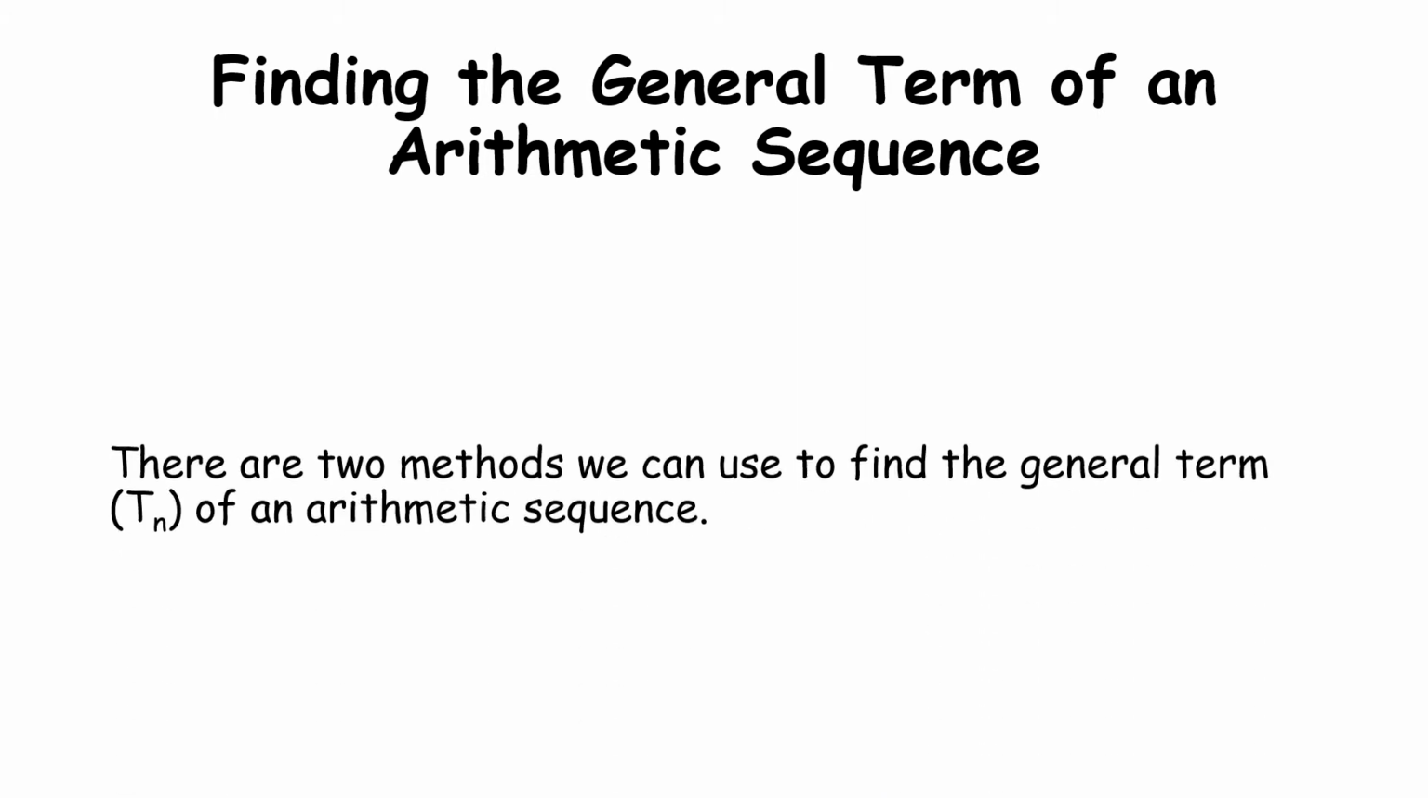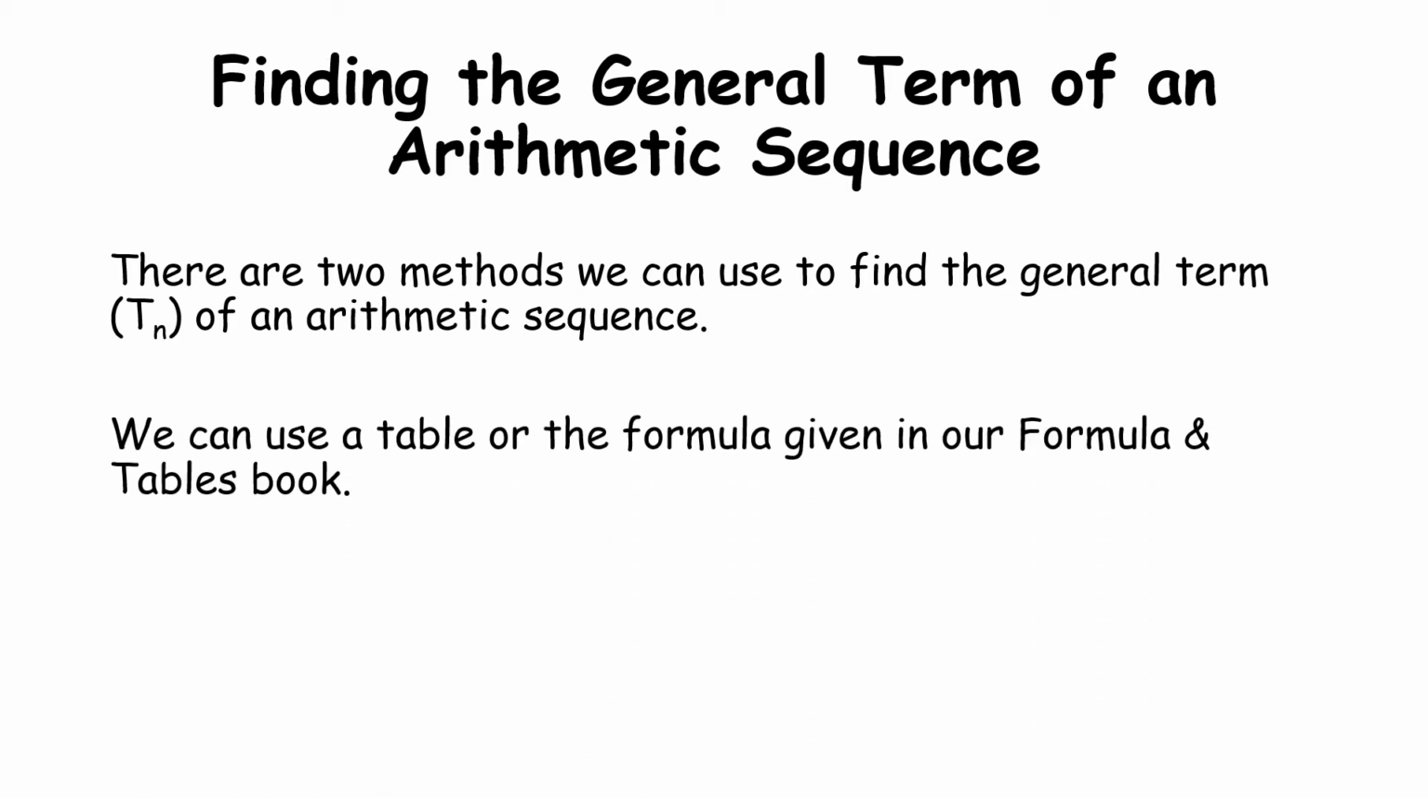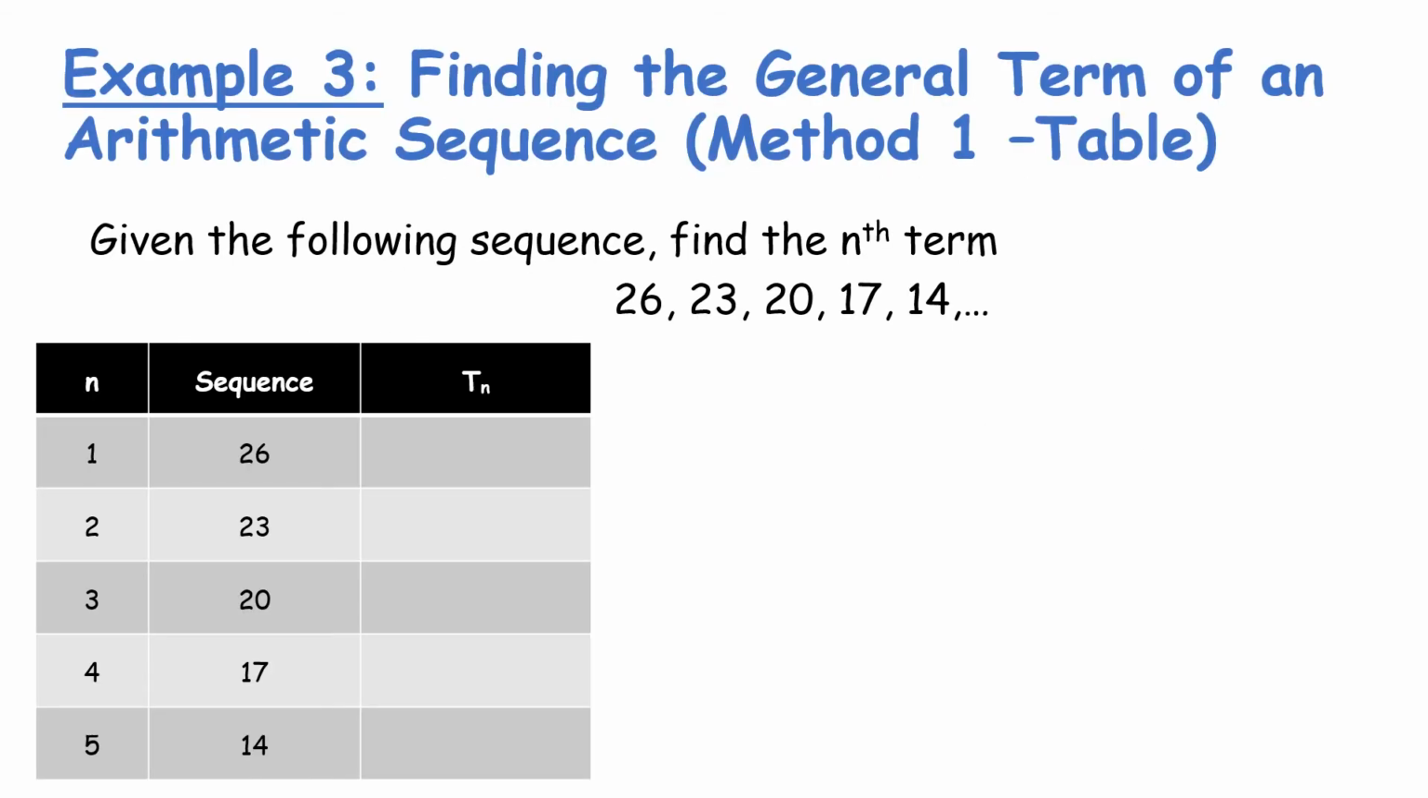So let's take a look at how we could use this to our advantage. We're going to work two different ways of finding the general term, or the nth term, or Tn, of an arithmetic or linear sequence. We're going to use a table, and then we're going to use the formula that is given in the Formula and Tables book. So example 3: find the general term of an arithmetic sequence, and we're going to use the first method, which is a table. Given the following sequence, find the nth term. We have 26, 23, 20, 17, and 14.